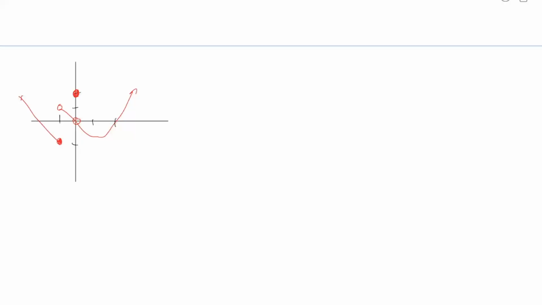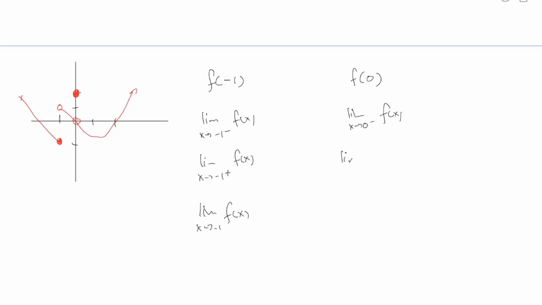All right, and I would like you to do all that same business. Let's try f of minus 1, also lim x goes to minus 1 from the left. Also lim x goes to minus 1 from the right. And lim x goes to minus 1. And then also for 0. All right, try it out.